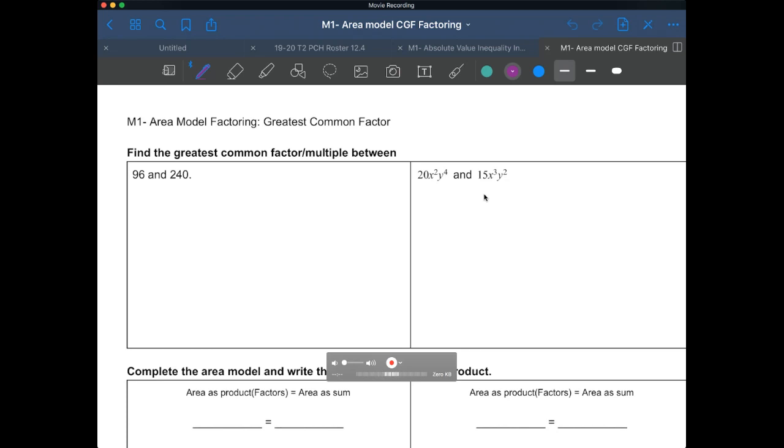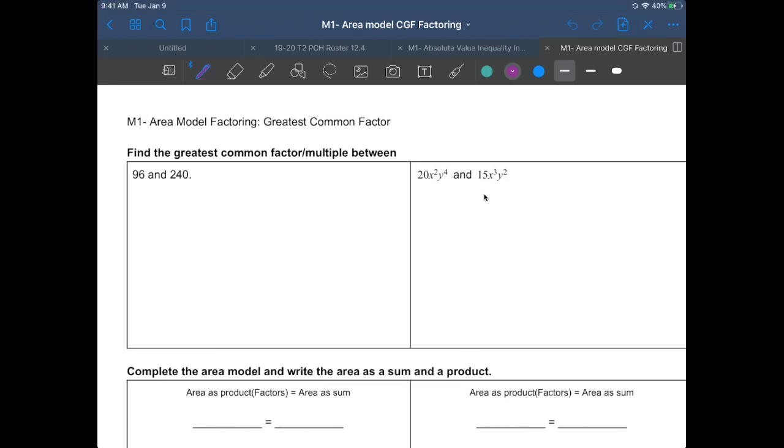Okay, we're going to do some greatest common factoring. So this is basically undistributing. What we're going to do is look at what is the greatest common factor between 96 and 240. So what's our greatest common multiple?